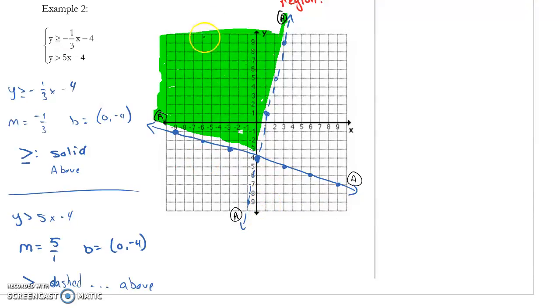So now, any one of these ordered pairs, anything over here is a solution to my inequalities, or my system. Anything over here is not. All of these are solutions. And these are not, and not.